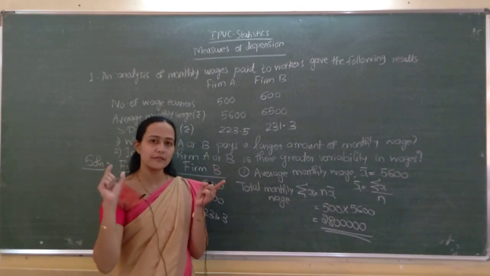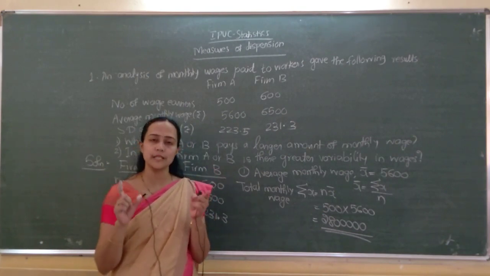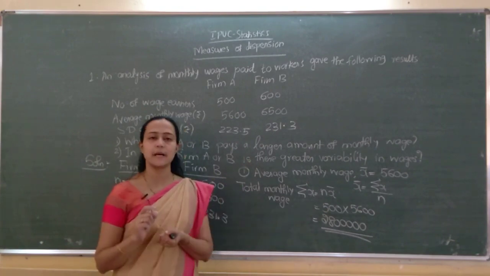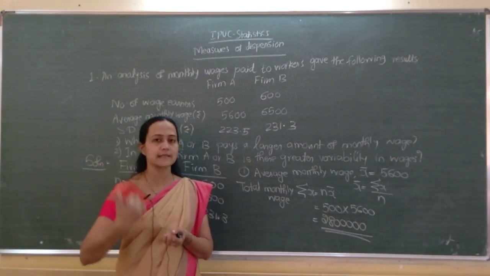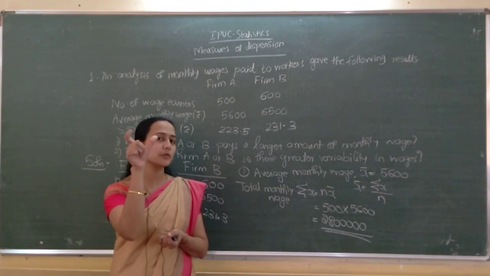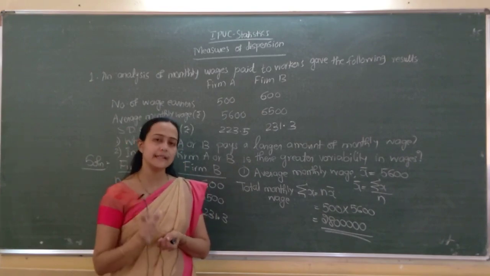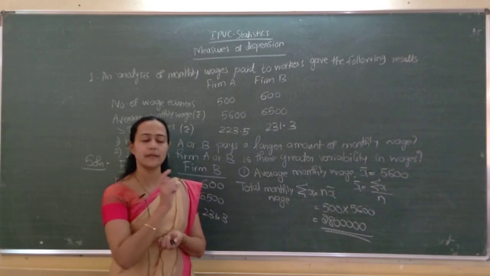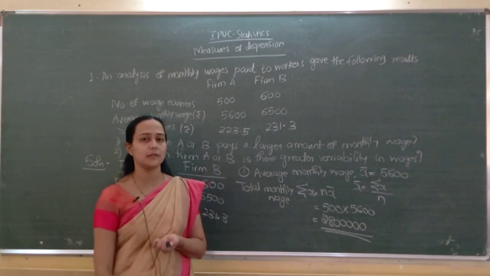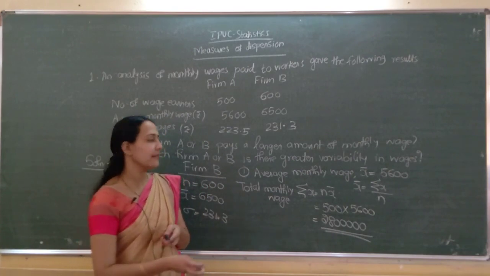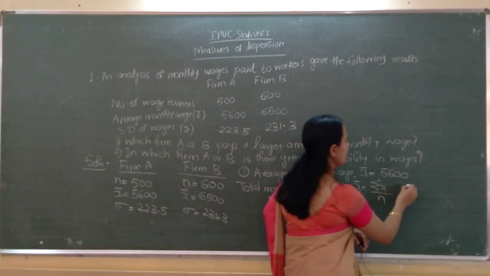Total monthly wage of firm A. For computing total monthly wage, we required the x bar formula, x bar equals sigma x divided by n. We want to compute sigma x equals n into x bar. N is given there, x bar is also given. We just substituted the values. Clear na? Yes, now we have to compute the second one, firm B.